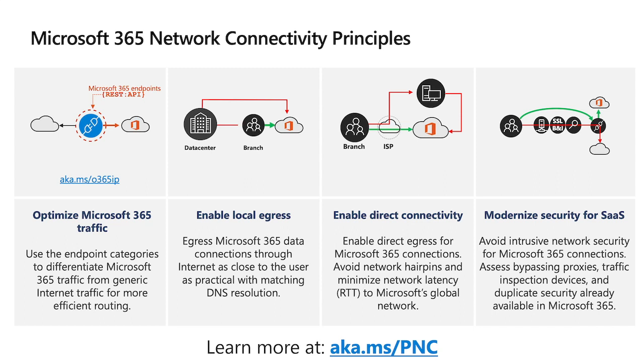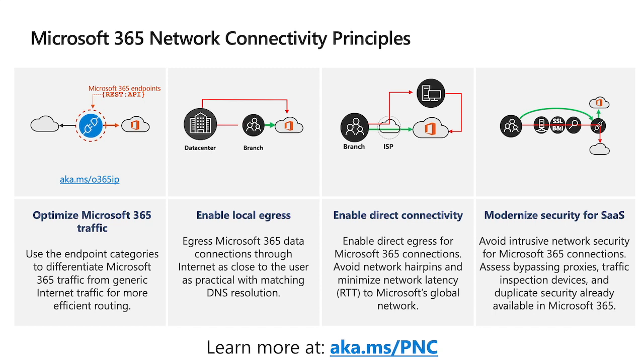As you can see on the screen, there are the 4 Microsoft 365 network connectivity principles. These are the principles we need to follow to get the best performance out of the Office 365 Microsoft 365 service. So in a nutshell, they are: optimize Microsoft 365 traffic. So we use the REST API service that we have. We mark the endpoints in certain ways that you can differentiate how you treat them, because there are many of them and they all have different properties. We can mark them in certain ways so that you can send some direct and others can be treated like normal web browsing traffic.